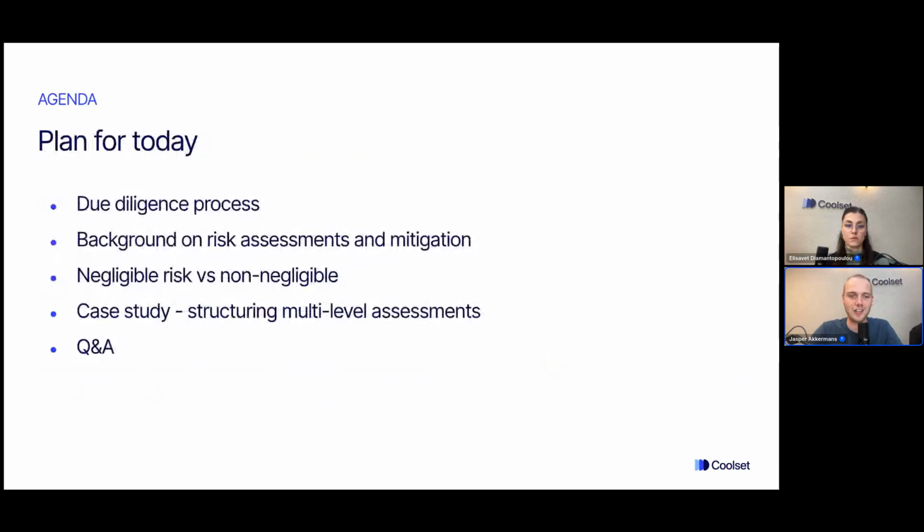Now we can actually go to the agenda. So we're talking about the due diligence process, what it entails. Then we're going to go over the background on risk assessments and mitigation, which are Article 10 and 11 of the EUDR. More on that later. Then we're talking about what's the difference between negligible risk and non-negligible, and how do you deal with that?